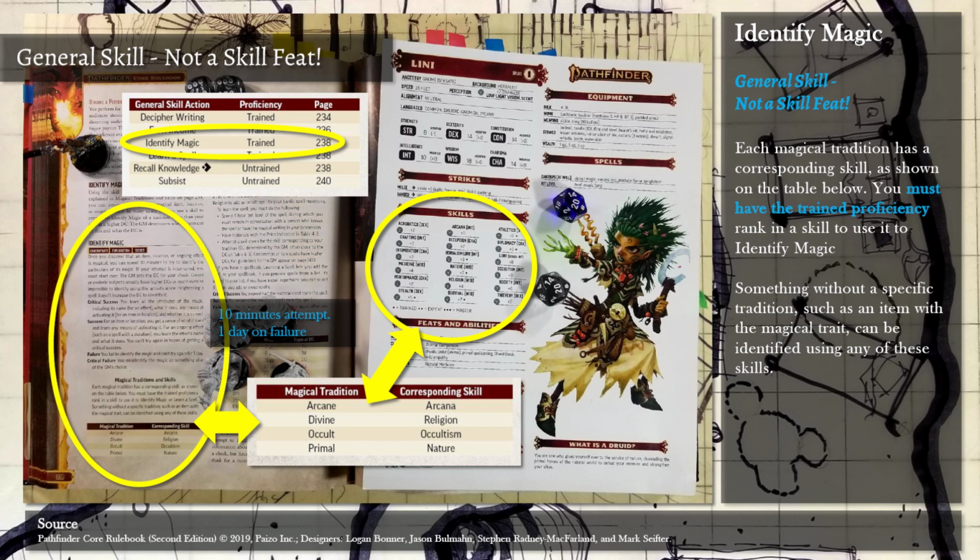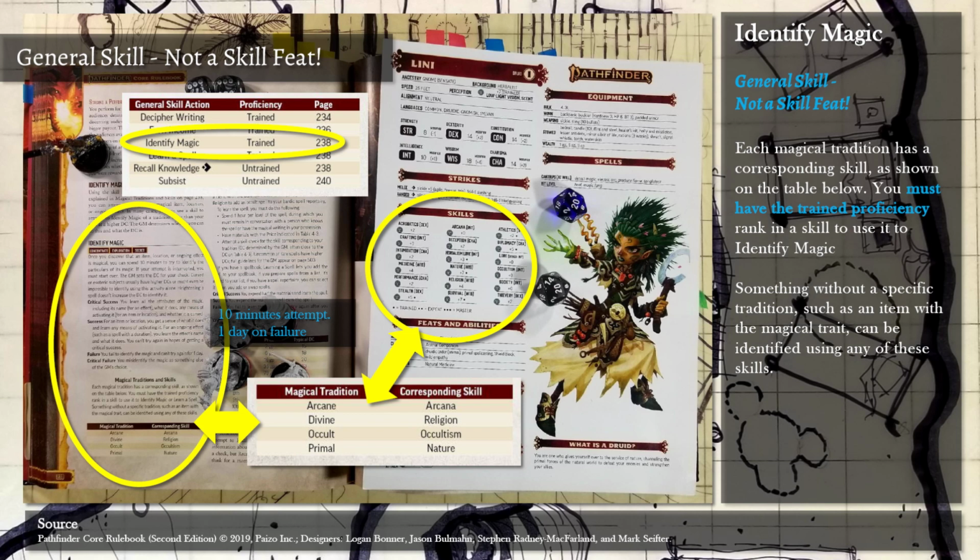So Arcana, religion, occultism, and nature. Those are the four skills that will grant you bonuses. So in this case with a druid, she has nature, right? Each magical tradition has a corresponding skill, as you can see in that table below. You must have at least trained proficiency rank in the skill to use it to identify magic. So like I said before, if you're untrained in Arcana or religion or occultism or nature, then you're not going to be able to identify anything. You have no chance at all. You can't even roll. I don't think you would even be allowed to roll, right?